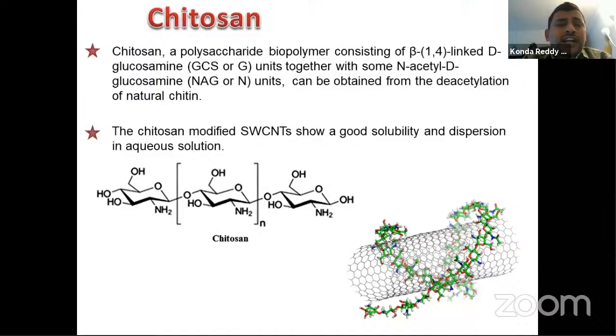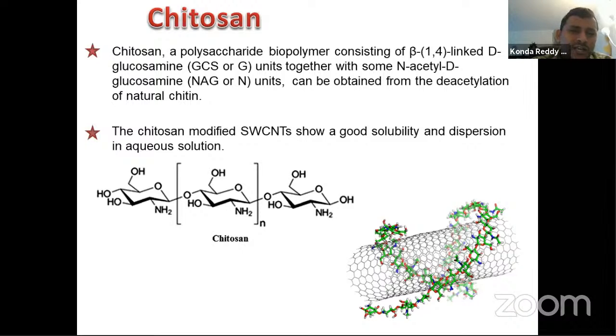So this chitosan can be obtained from the deacetylation of natural chitin. We all know chitin is a widely available biomolecule, which is present in the shells of crustaceans and insects and many organisms. It's widely available. And also, this chitosan, which is modified SWCNT, why have we used this chitosan?